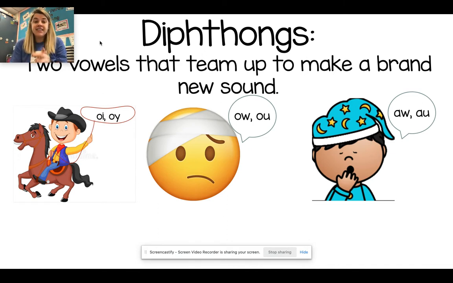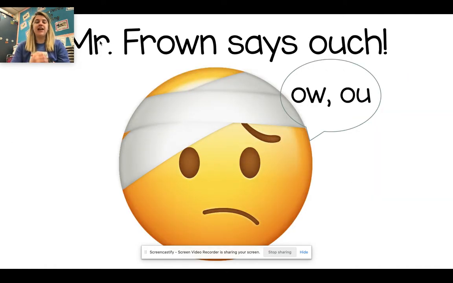Remember, the next couple of weeks we're going to be learning about diphthongs. We're going to review. We learned about OI and OY, saying oi last week. And this week we're working with the diphthongs OW and OU, making the ow sound. All right, let's look at it. Remember, our phonics friend is Mr. Frown says ouch. Right? Mr. Frown says, ouch.